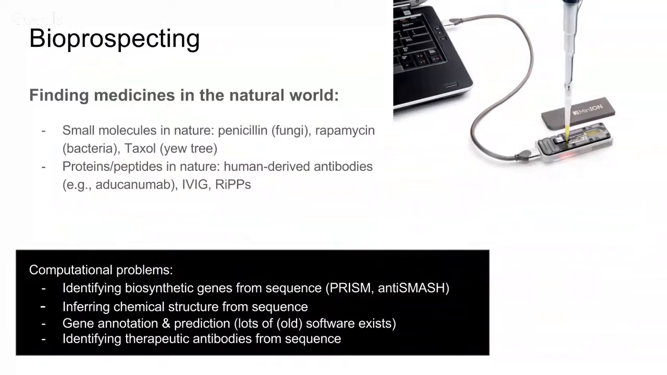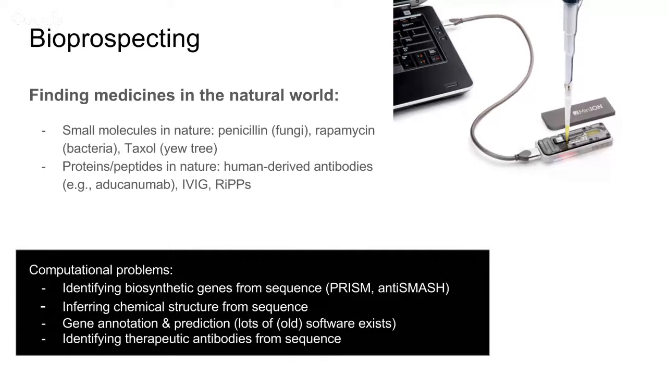So a lot of medicines come from nature, right? Penicillin comes from fungi. Taxol, the cancer drug, comes from the yew tree. Lots of antibiotics and other drugs come from bacteria. So it's an easy way to do it. You can also do bioprospecting in humans, right? Because humans make antibodies, and those antibodies are good drugs. You can mine the human immune repertoire for drugs, which is also an example of bioprospecting.